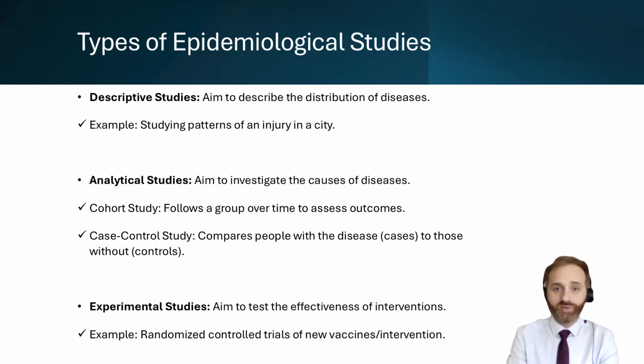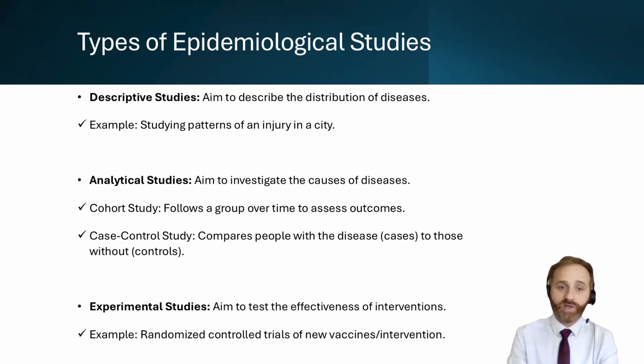The other form of epidemiological study is analytical studies, which aim to investigate the causes of diseases. So we go back to the risk or we follow patients to the future to understand the possible outcomes. For example, in cohort studies, which we discussed last week, we follow people or groups of people over time to assess the outcome that might happen in the future.